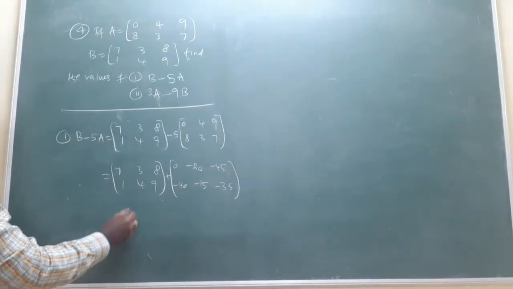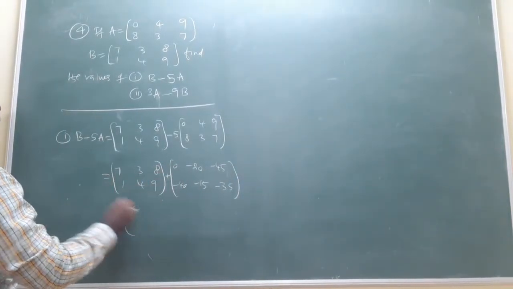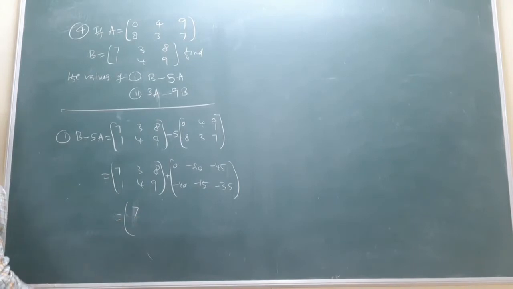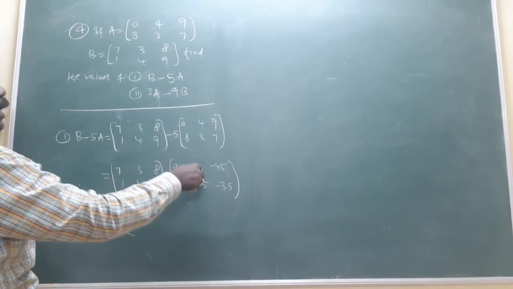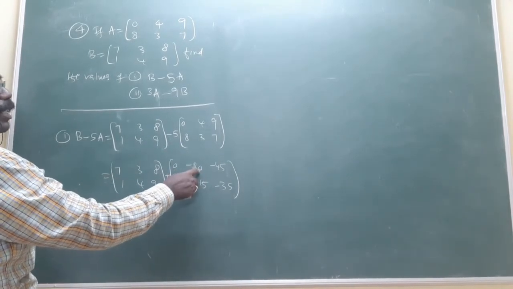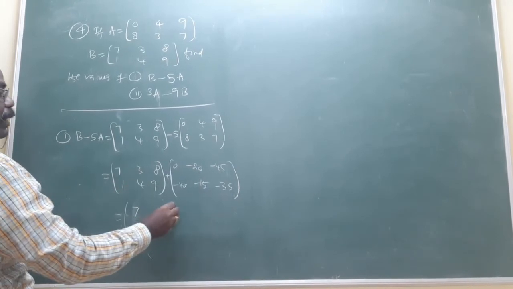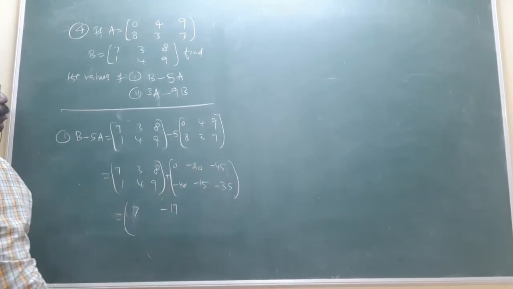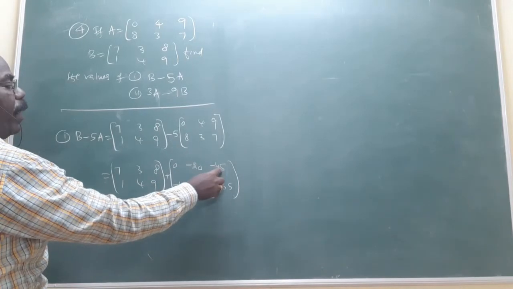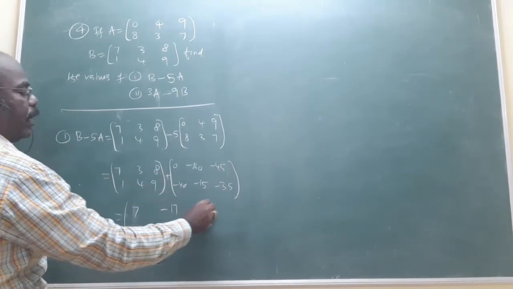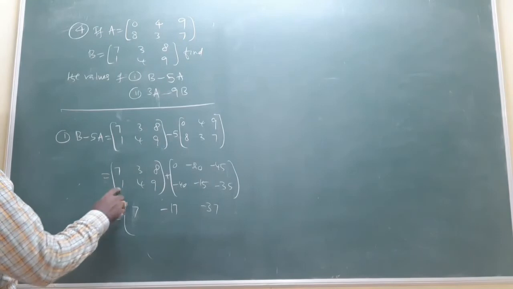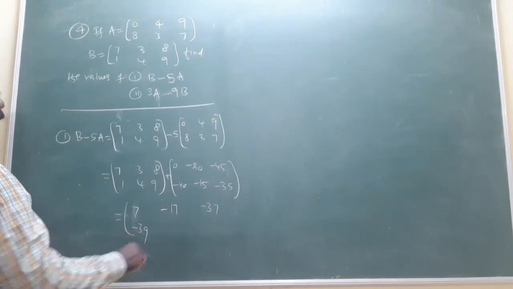Now adding both, the easy value. 7 plus 0 is 7. Here, 3 minus 20: the bigger number is 20, so 20 minus 3 is 17, with the sign of the bigger number, minus 17. Then 8 minus 45: the bigger number is 45, so 45 minus 8 is 37, minus 37. 1 minus 40 is minus 39.